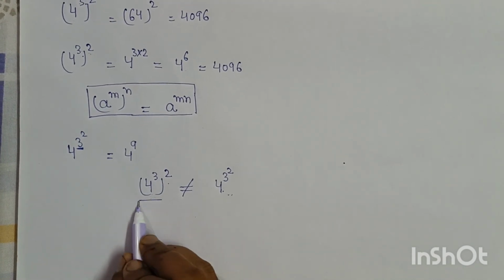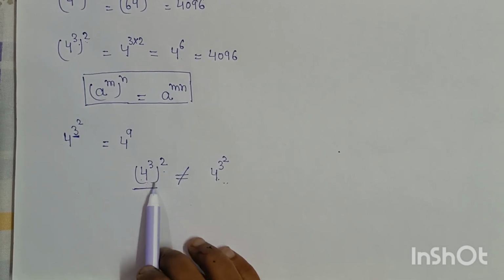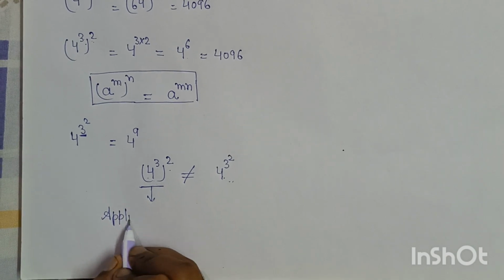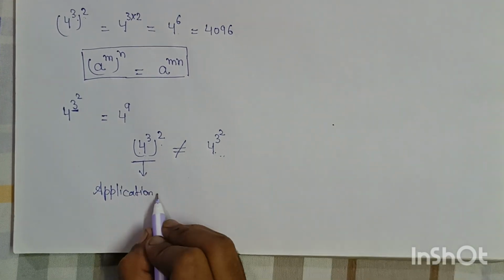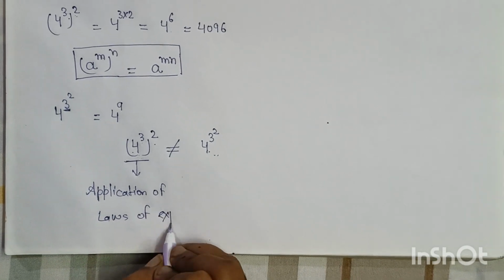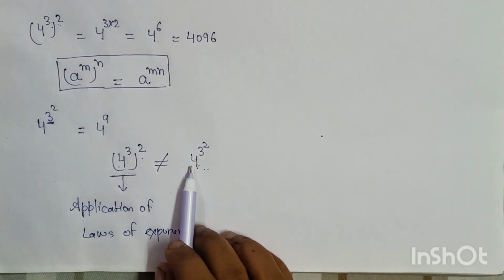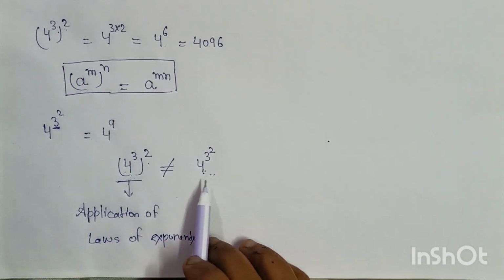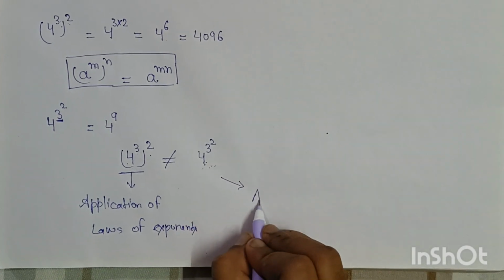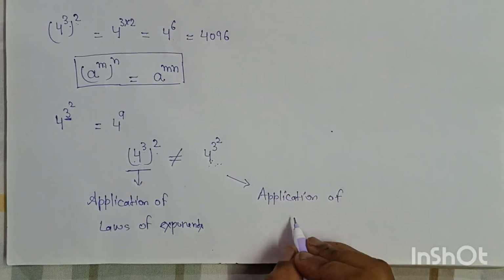So for this kind of expression, whenever a non-zero number has exponents one on the other and there is a bracket, this leads to application of laws of exponents. Whereas if you see this kind of expression where there is no bracket at all, this is not an application of laws of exponents, this simply leads to application of exponent.